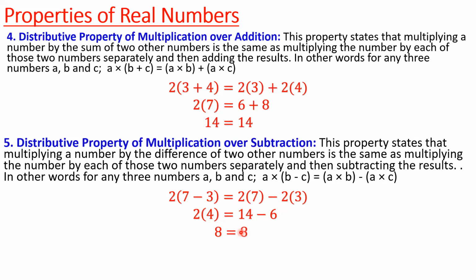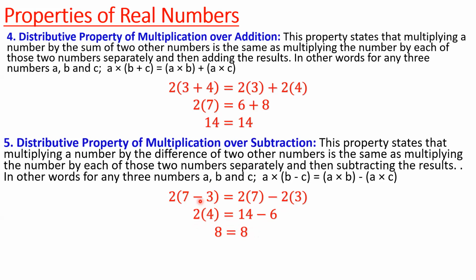This shows that the difference of the two numbers when multiplied by another number is the same as the difference of that number multiplied by each. What we're basically saying is that we could subtract first, 7 minus 3, you have 4, then multiply by 2, and that's the same thing as multiplying first and then subtracting afterwards. And that's basically the result of the distributive property.